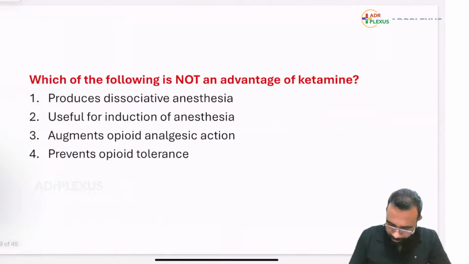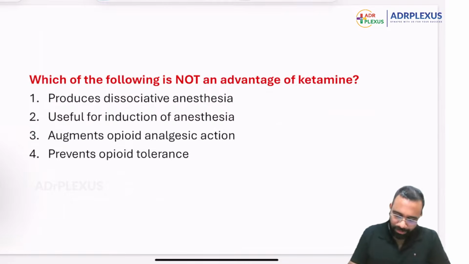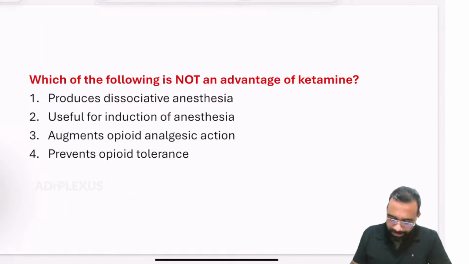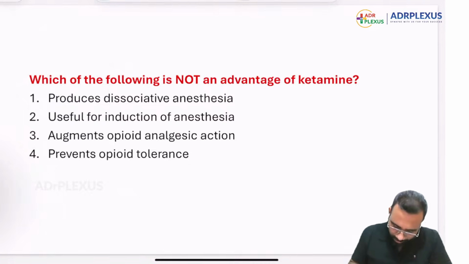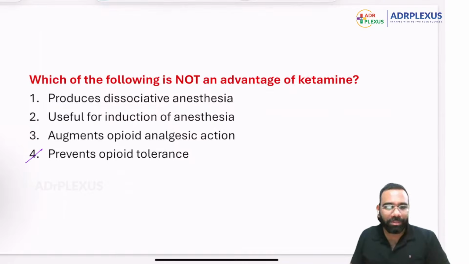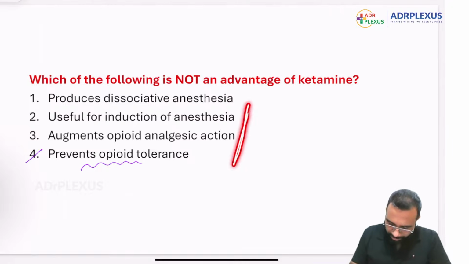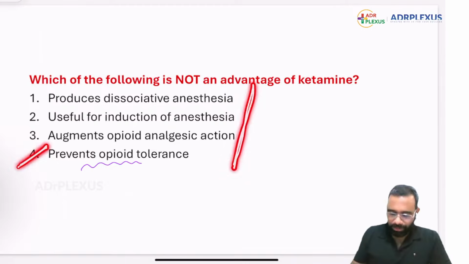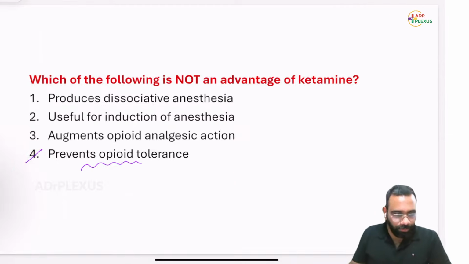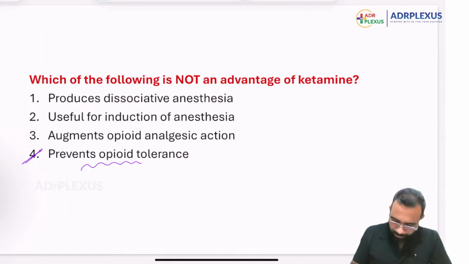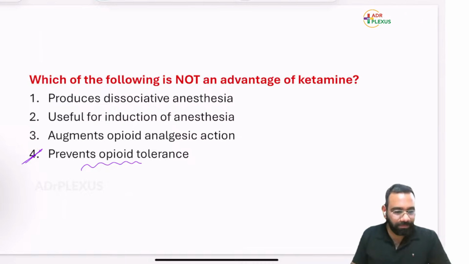Now come to the next one. Which of the following is not an advantage of ketamine? Here, again, this is not an exact thing, but based on the given options, we can go to this one. Yes, it is going to prevent tolerance, but it is still in the development area and is not clearly approved. Compared to these four options, we can go to this one. It is going to prevent this opioid tolerance. So this is the answer for which of the following is not an advantage of ketamine. So that's all about the ketamine part.